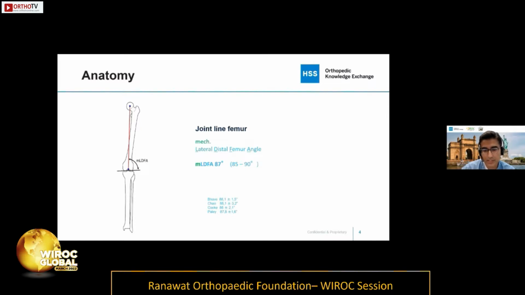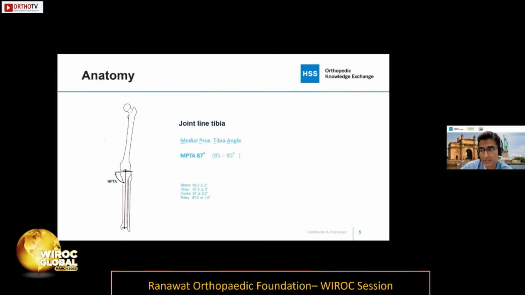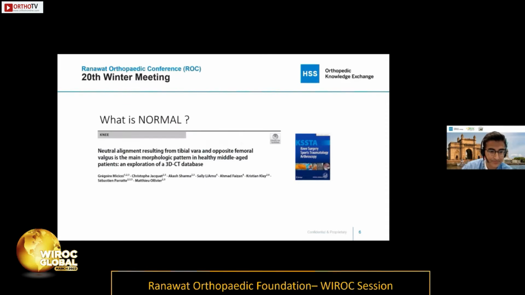What are the targets? If you look at the lateral distal femoral angle, the normal mLDFA, according to what you read, is on average 87 degrees. And that's the lateral distal femoral angle as shown in this diagram here. And with respect to the tibia, the medial proximal tibial angle is 87 degrees.